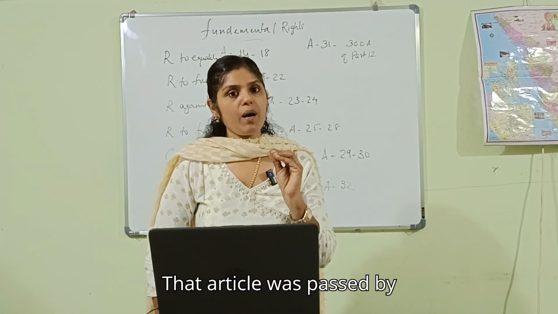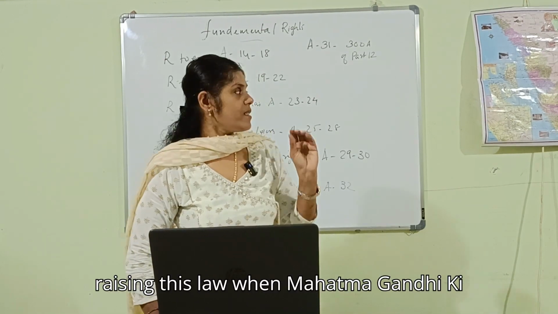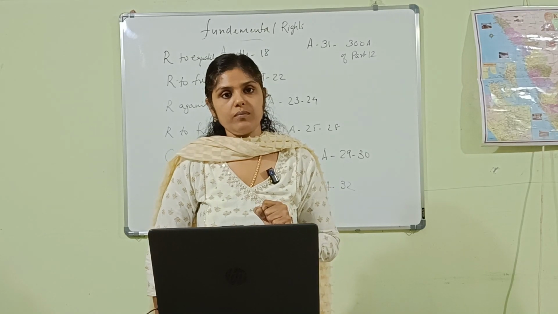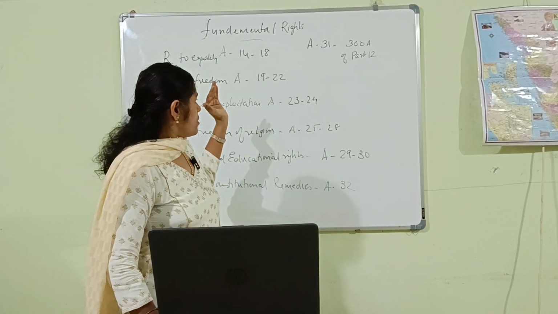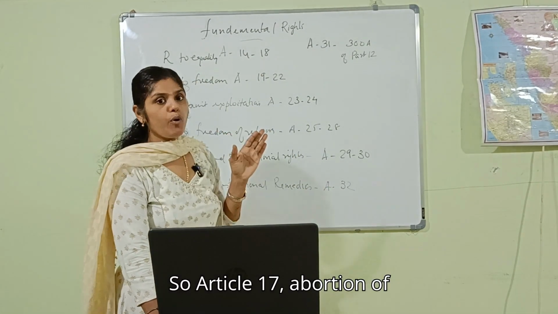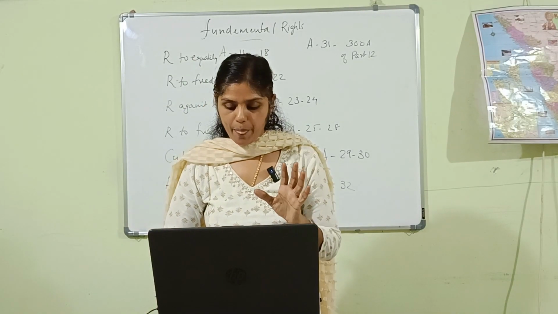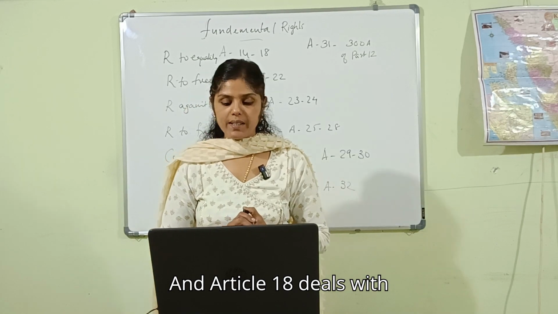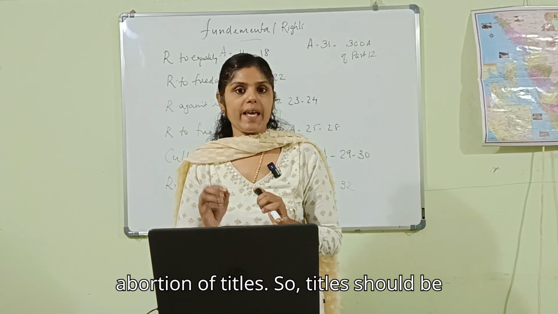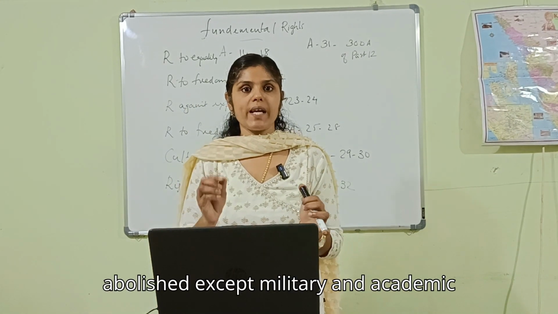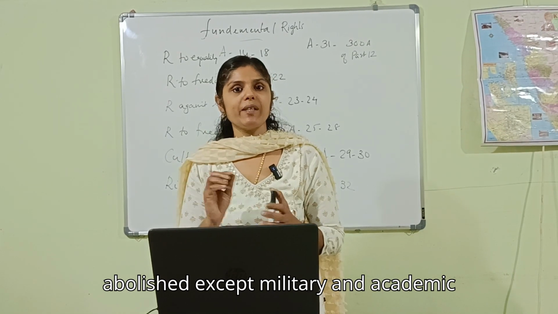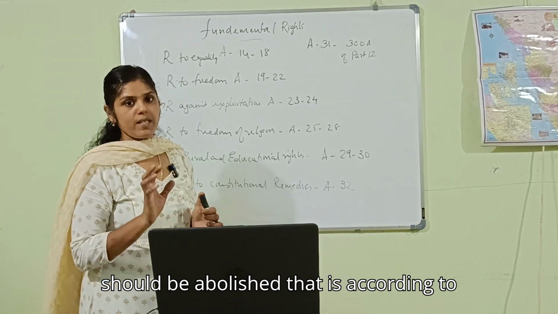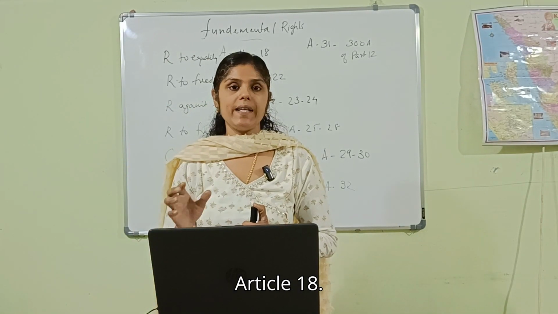That article was passed by raising the slogan Mahatma Gandhi ki Jai. So Article 17, abolition of untouchability, and Article 18 deals with abolition of titles. So titles should be abolished except military and academic titles are allowed. All other titles should be abolished. That is according to Article 18.